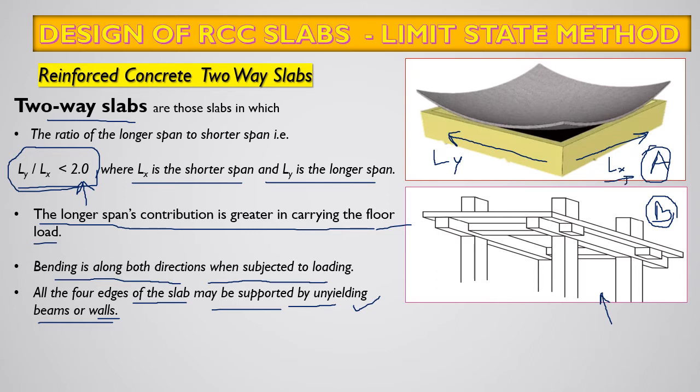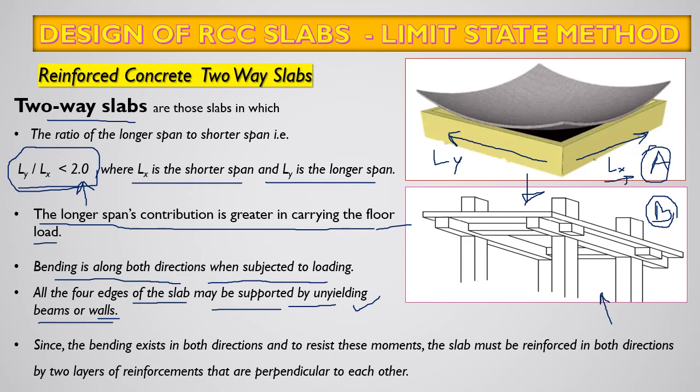Now in diagram B, you can see the slab is supported on beams. So that is the difference between diagram A and diagram B. Here the slab is supported on beams, whereas earlier in diagram A, the slab was supported on walls.